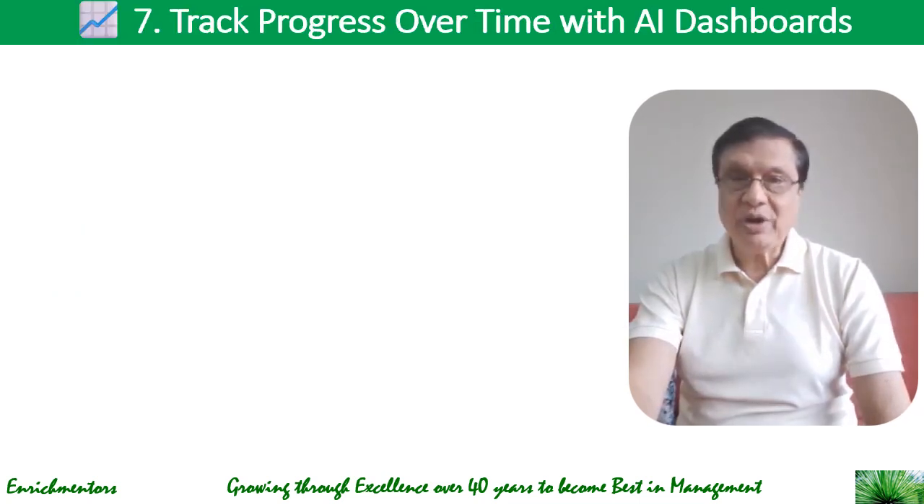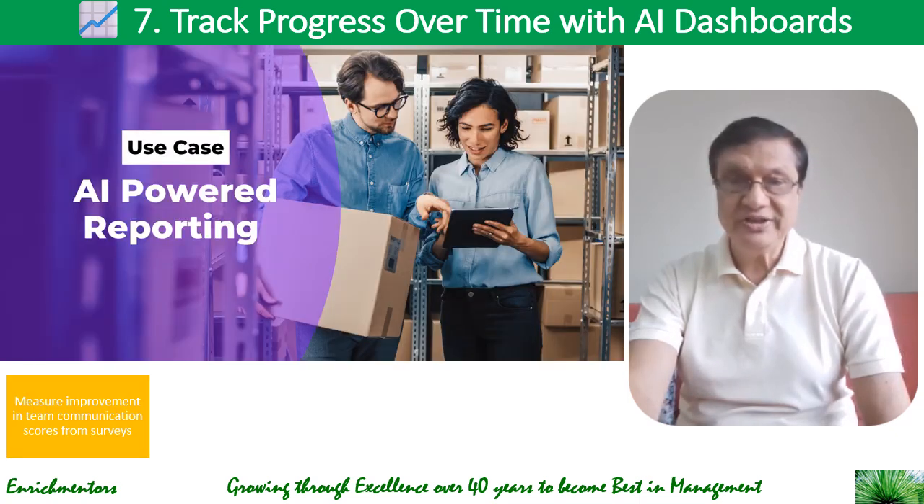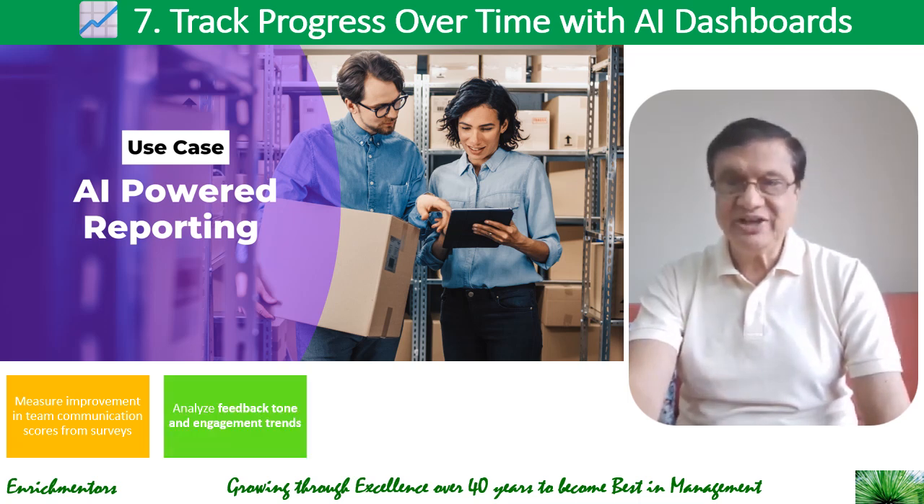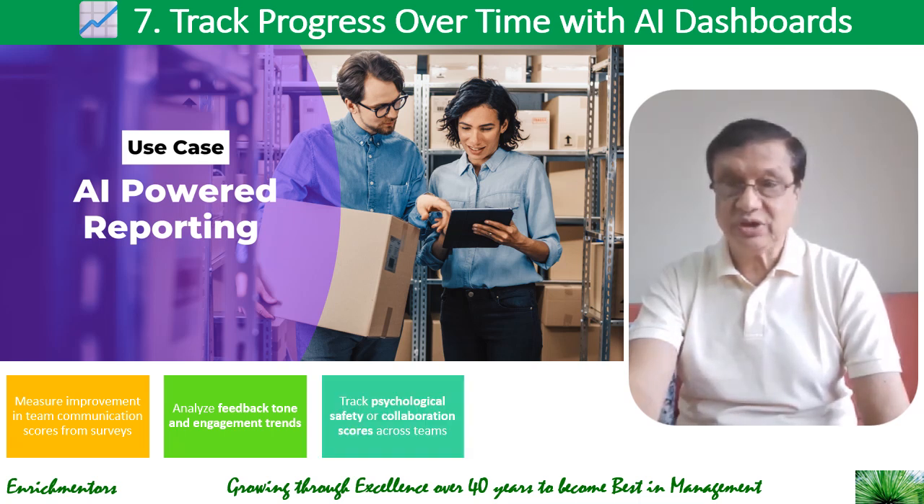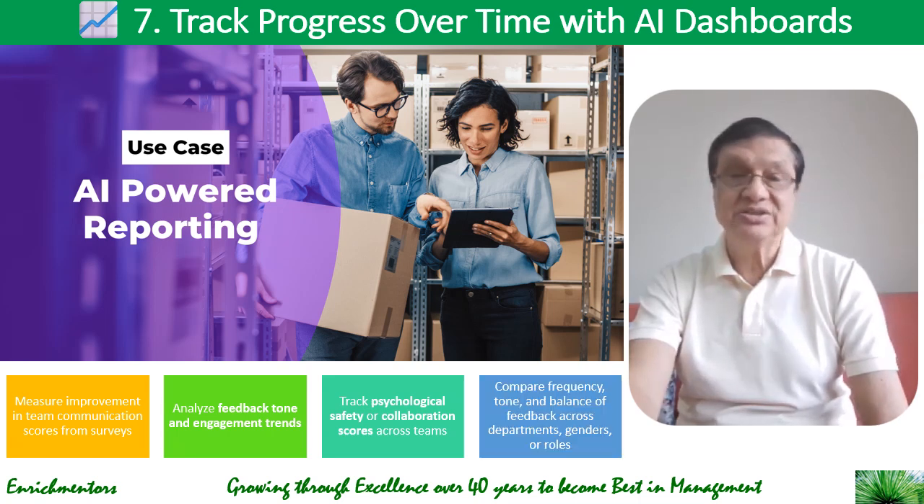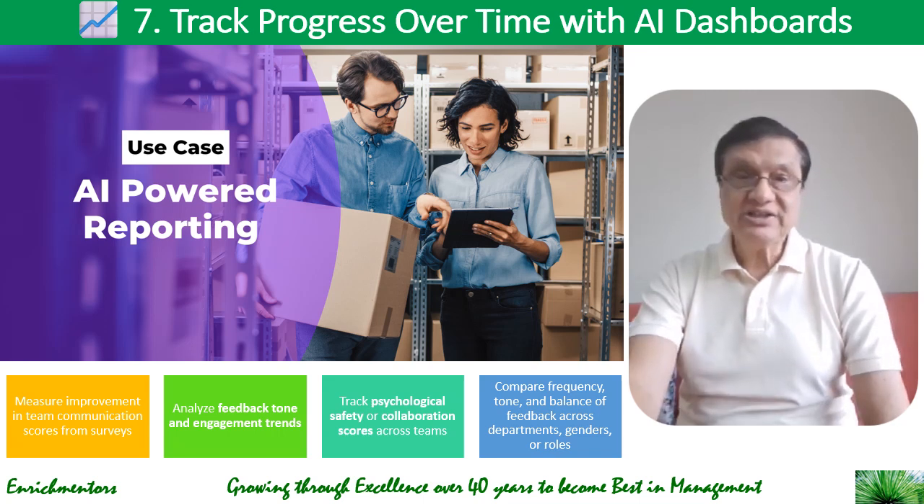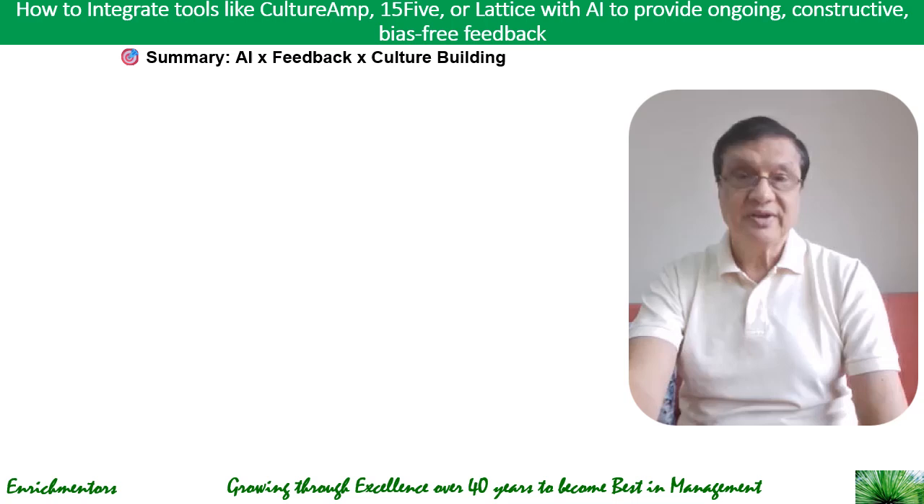Then you need to track progress over time with AI dashboards. For that, you can use AI-powered reporting to measure improvements in team communication scores from surveys, analyze feedback tones and engagement trends, track psychological safety or collaboration scores across the team, and compare frequency, tone, and balance of feedback across departments, genders, or roles. So that's how you can track progress over time with these AI dashboards.